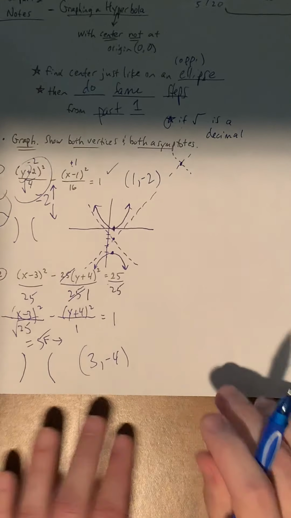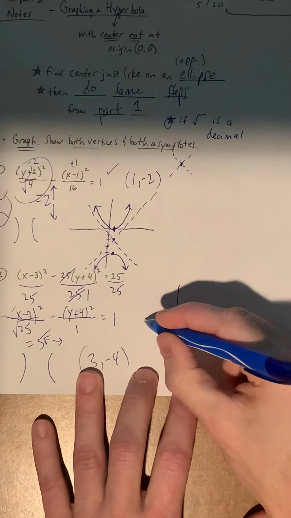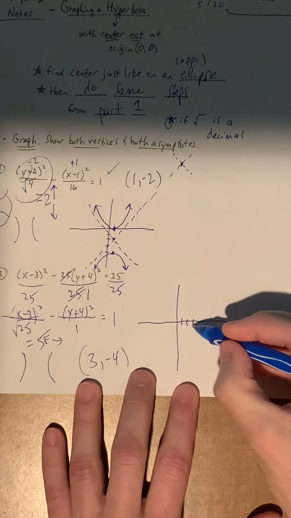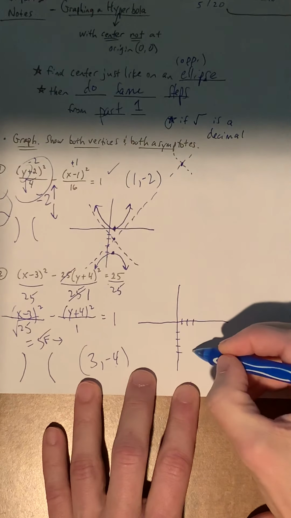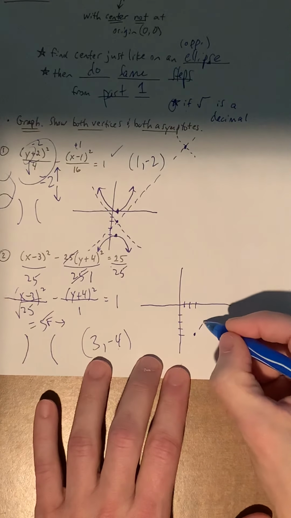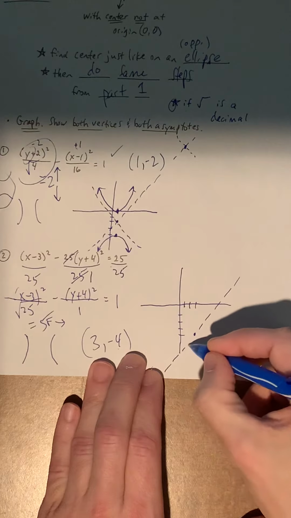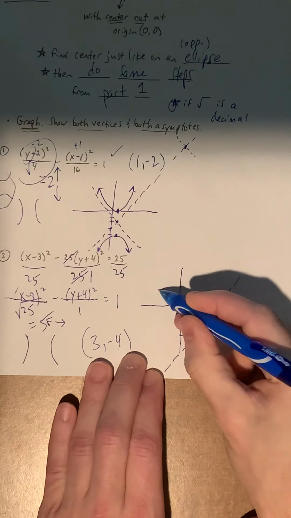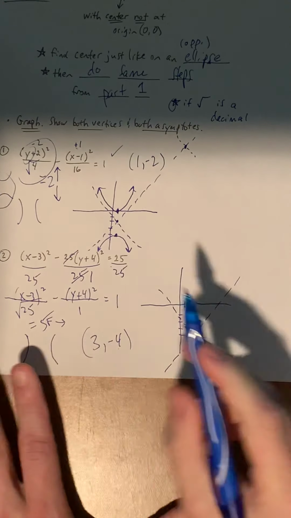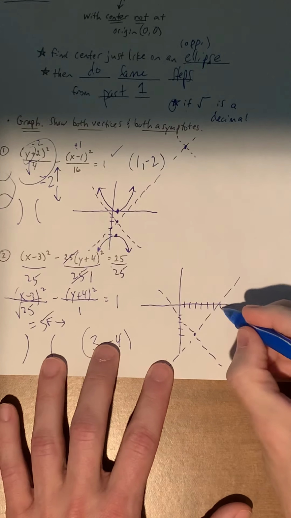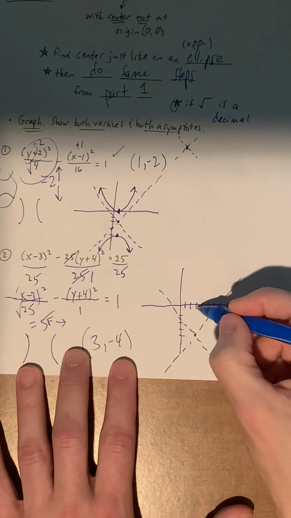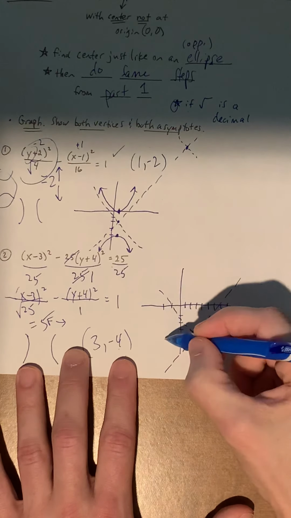All right, now we're ready to make our graph. So here we go. Center point 3, negative 4: 3 to the right, 4 down. And if you want, you can make your asymptotes in the shape of an X. And from the center point, you're going 5 to the left, 5 to the right. 1 vertex point there. And 5 to the left. So 1, 2, 3, 4, 5.